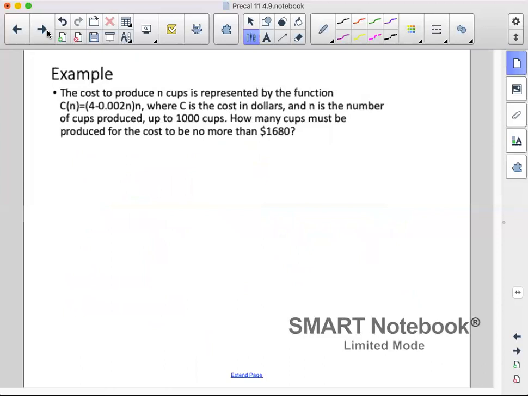Okay, next example. The cost to produce n cups is represented by a function C of n is equal to 4 minus 0.002n, times n, where C is the cost in dollars and n is the number of cups produced, up to 1,000 cups. How many cups must be produced for the cost to be no more than 1,680?